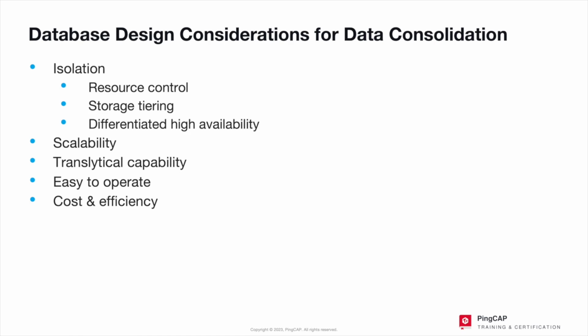So let's say you agree with me and you decide you need to consolidate your databases. What capabilities should you look for in your new database? Well, the first is isolation. Each database may have different performance characteristics, data volumes, and availability requirements. Our new database must be able to manage these divergent requirements.